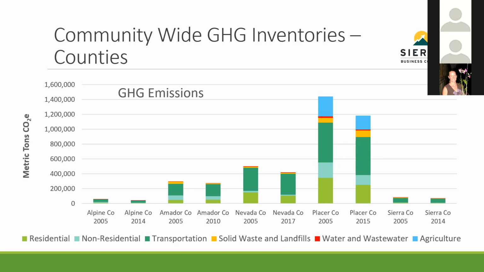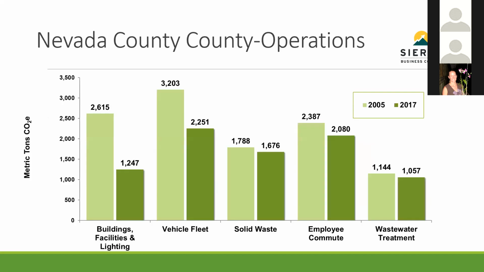And then finally, on the next slide, we're going to take a quick look at a summary of a recent inventory that we did for unincorporated Nevada County. This is county operations summary, and it shows emissions are relatively similar across the sectors. For some jurisdictions, you'll have a sector that really dominates, for example, if you have a regional landfill. The total emissions, they're in the 8,000 to 10,000 metric ton range, CO2 equivalent. And you might notice that emissions fell in every sector between 2005 and 2017.